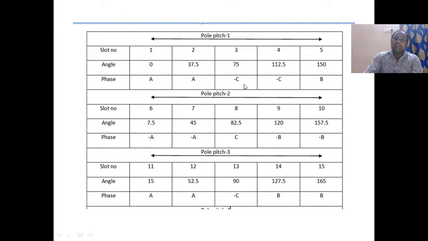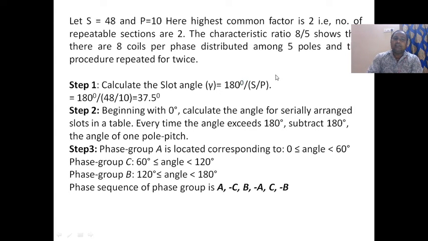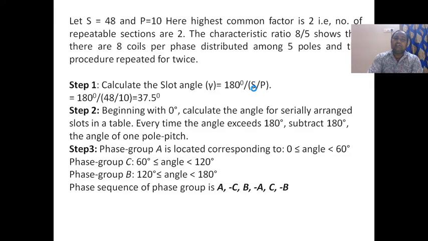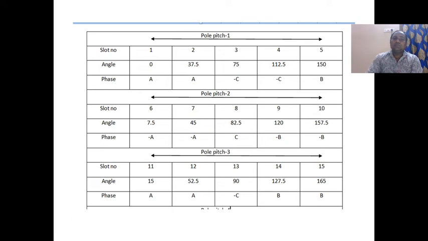Phase C, please observe carefully, lies in 60 to 120 degrees. So definitely this lies between 60 to 120, so both belong to minus C. Why we take minus C: because the phase sequence is A, then minus C, then B, then minus A. So the next one is 150, which lies between 120 to 180, so definitely this belongs to phase B.